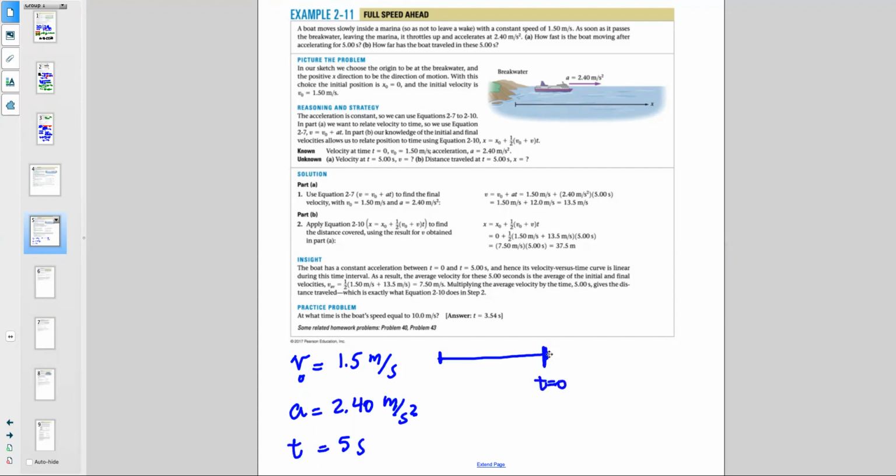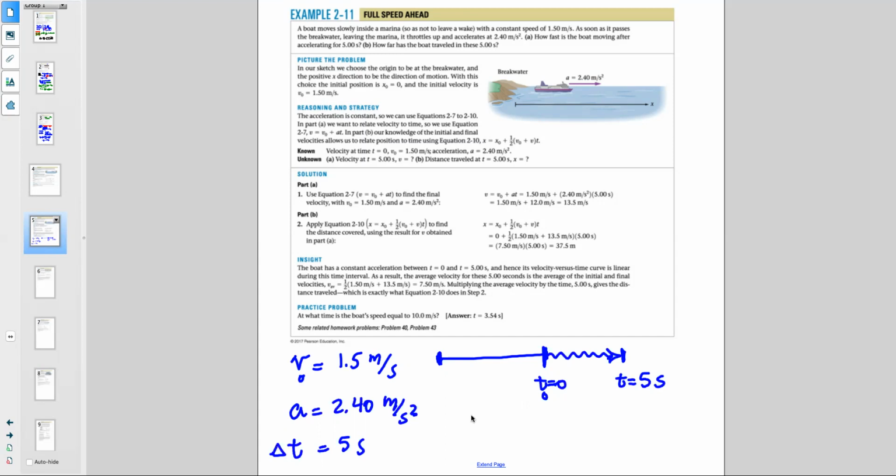At this point, it starts to accelerate. This is the starting point for me. I don't care how much time it took to get to this point so it can accelerate. This is the starting point for me, and it took 5 seconds. So I want to know what the final velocity is after 5 seconds. So I can now write delta t equals 5 seconds here.